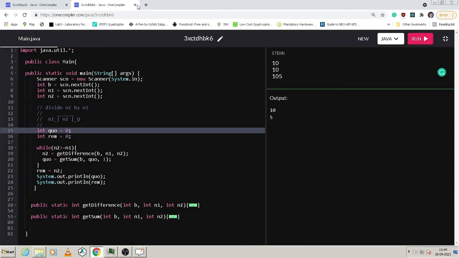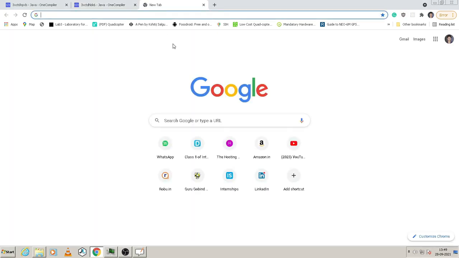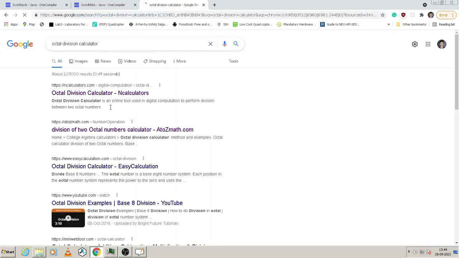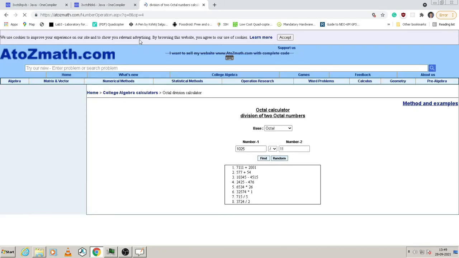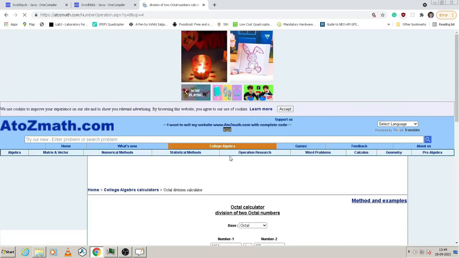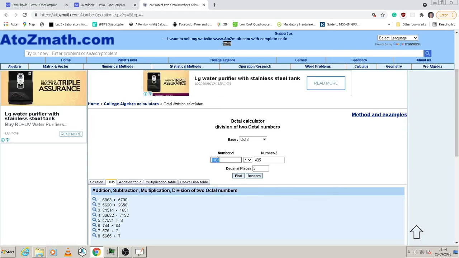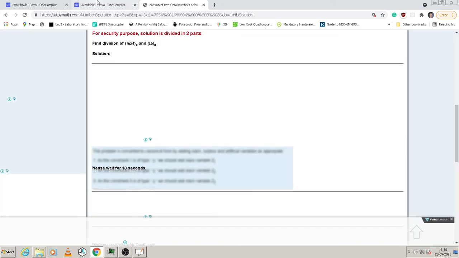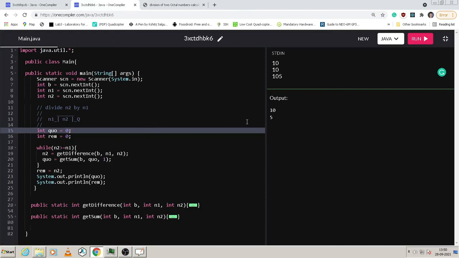Now we can check it for some other bases as well. Let's try an online octal division calculator, and we'll take some input. Let's take a big number. So 7, 7 is a valid octal digit. 7654. Let's divide it by 16. Both are valid octal numbers. Remove the decimal place, we need 0 decimal places, and find. It will take time.